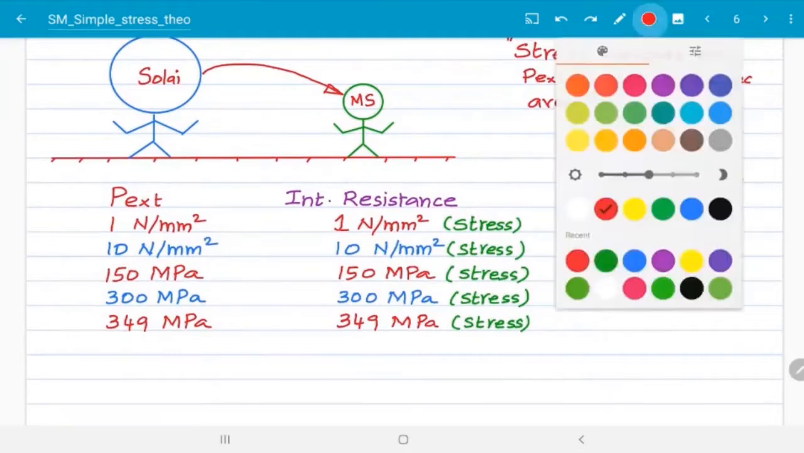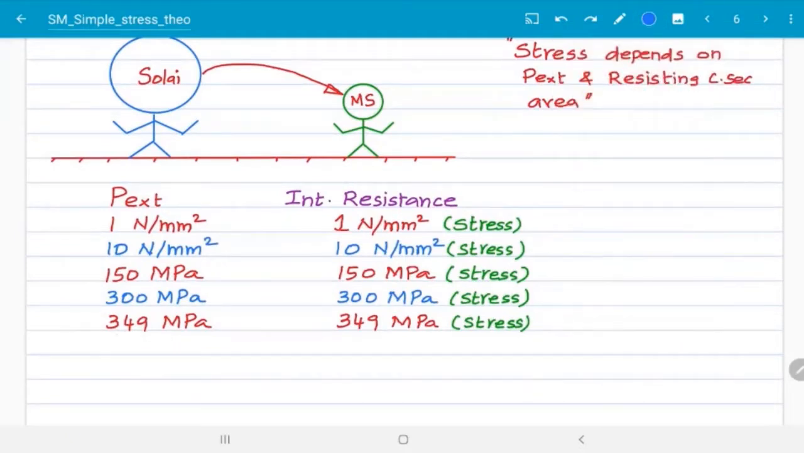When I reach the load of 350 megapascal, what will be the stress? Tell me, the stress value, the resisting value. Same, 350, sir. 350 megapascal. Right, it is stress.